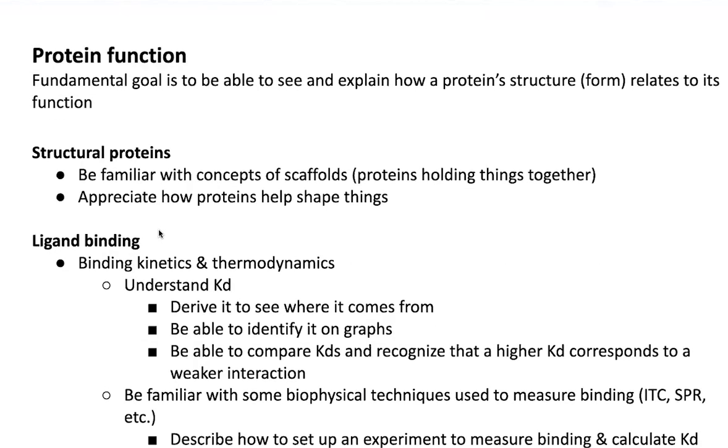So that was the protein structure. And now we'll talk about protein function. One of the fundamental goals is to be able to see and explain how a protein's structure, so its form, relates to its function.